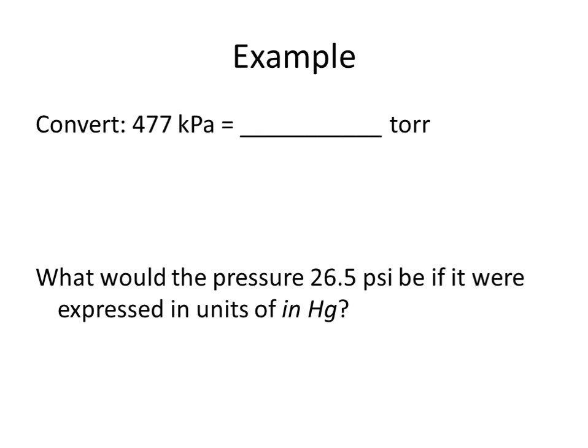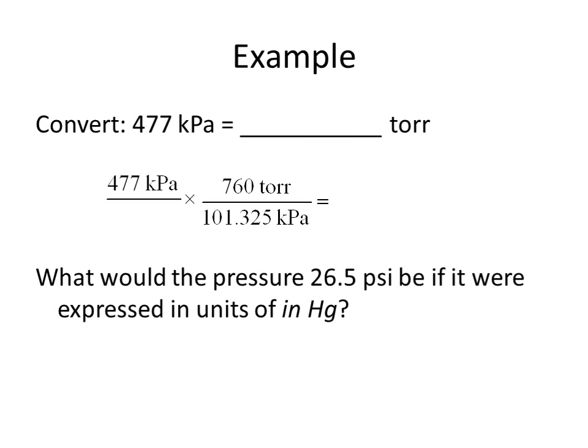So if we take 2 examples here, 477 kilopascals of pressure, we want to know what that's going to be equivalent to in torr. So we start by writing down our original value, 477 kilopascals. Our ratio, we want standard pressure in the desired units, so that would be 760 torr on top, over the standard atmospheric pressure in the original units, so that would be 101.325 kilopascals. Kilopascals will cancel out, leaving us with units of torr, which is what we desire.